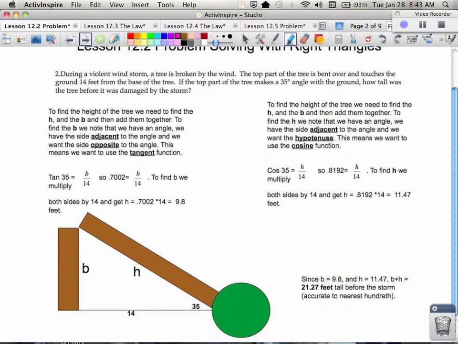In the first part, let's take a look at finding side b, which is actually the trunk that's still coming out of the ground.